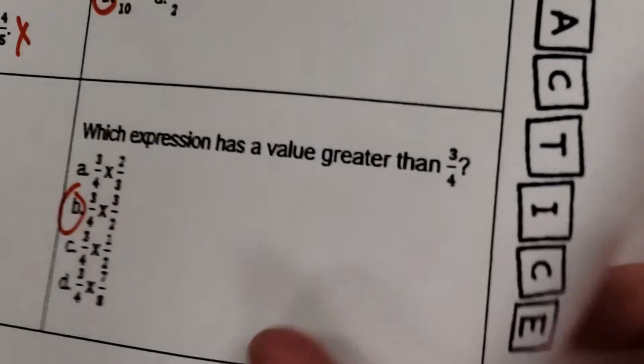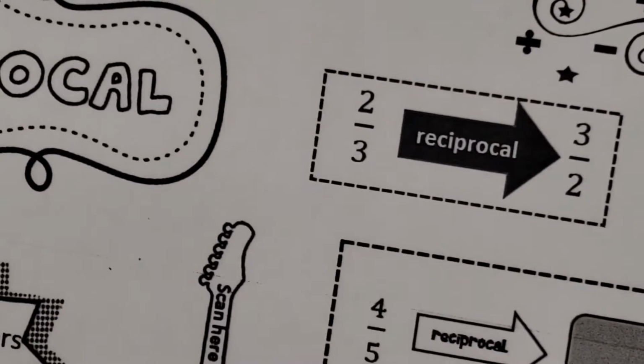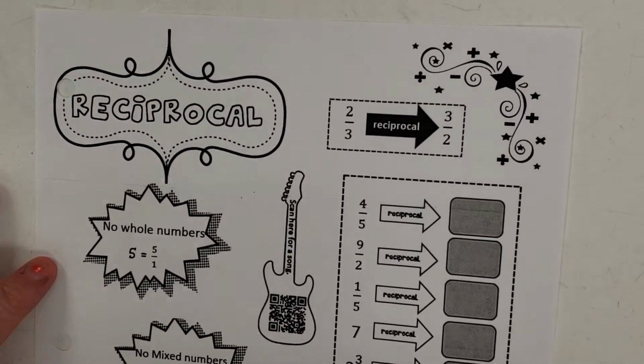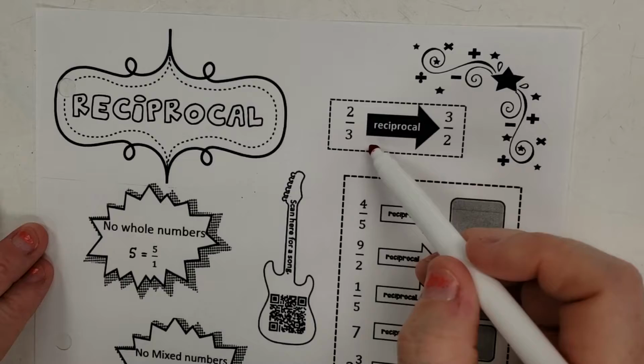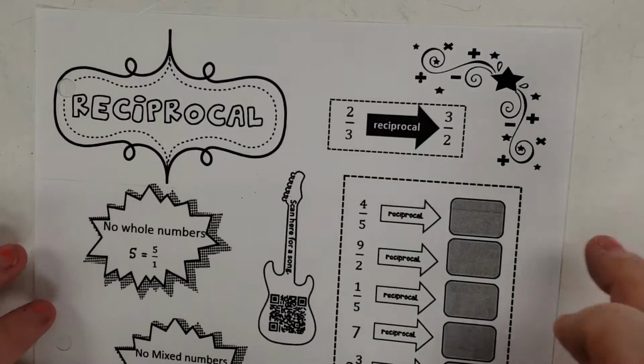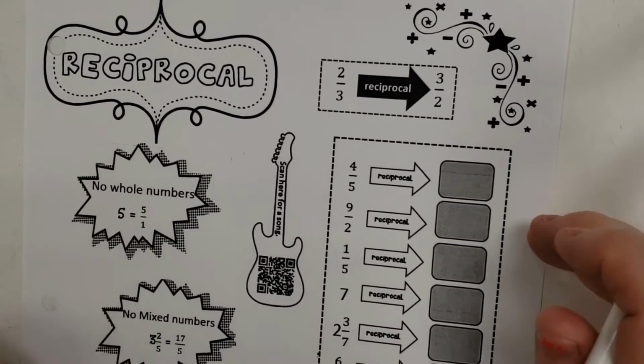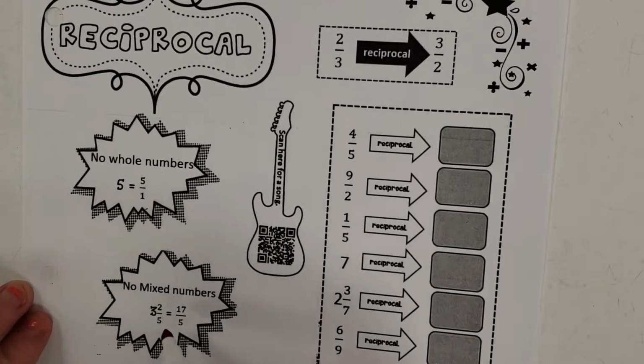Okay? Next page is a pretty easy one. Okay, this is about reciprocals. Basically, a reciprocal is just when you flip a fraction upside down. You use these when you're dividing fractions, and we'll see those in just a second. This one's easy. You have a song there if you want to watch it later. Okay, no whole numbers, no mixed numbers, again, just like before.